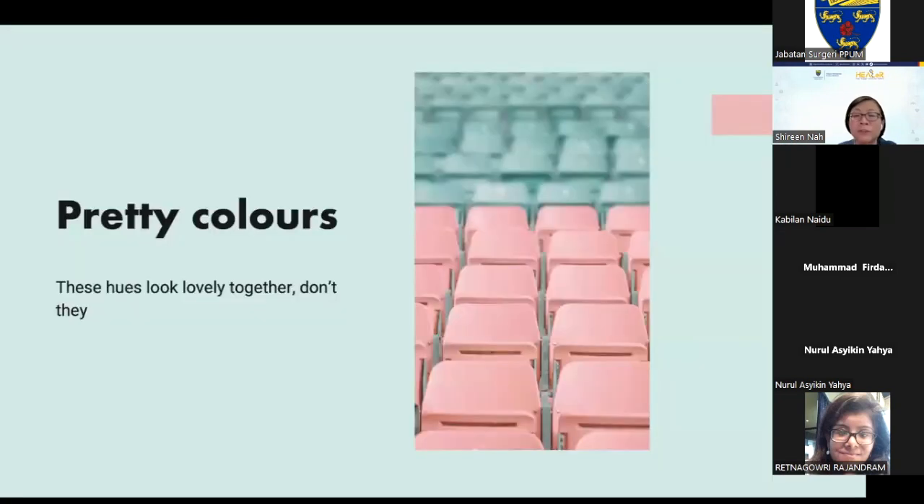Okay, so effective visuals. Very pretty colors, nice pastel pink, nice green. This looks very nice currently on my laptop. Yeah, it looks very nice on your laptop, but actually they don't do very well. They don't do very well on a big screen, especially in a big screen in a dark hall.